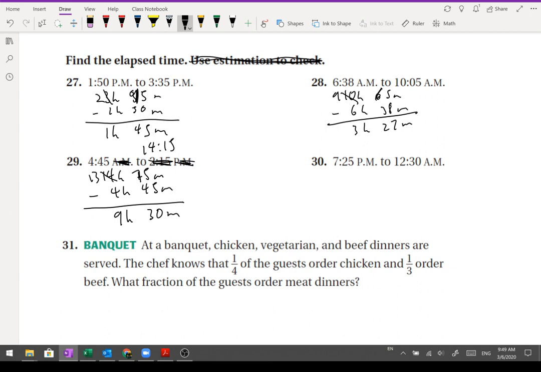Then moving on to question 30, 7:25 p.m. to 12:30 a.m. Since 12 is already a bigger number than 7:25, all we have to do is subtract 7 hours 25 minutes from 12 hours 30 minutes. That's going to be 5 minutes, and that's going to be 5 hours and 5 minutes.